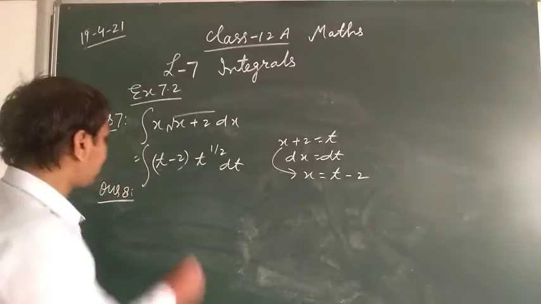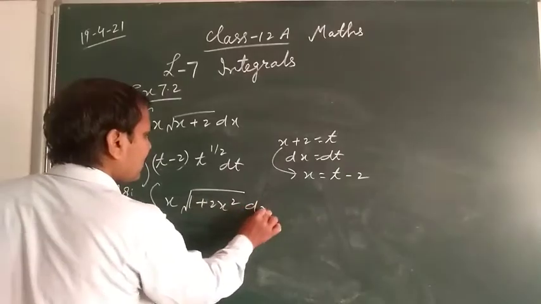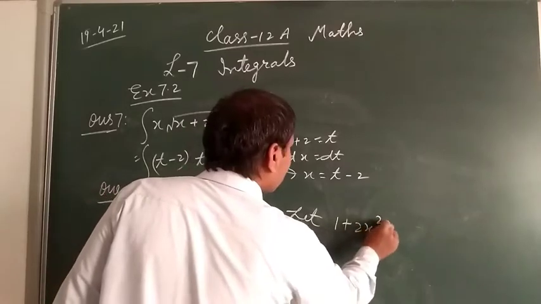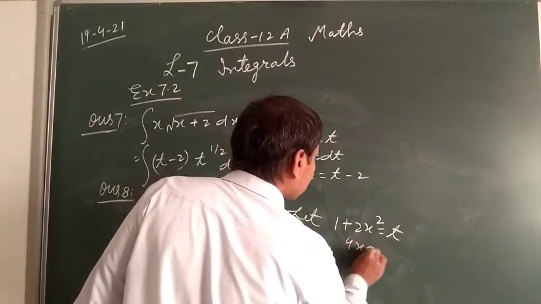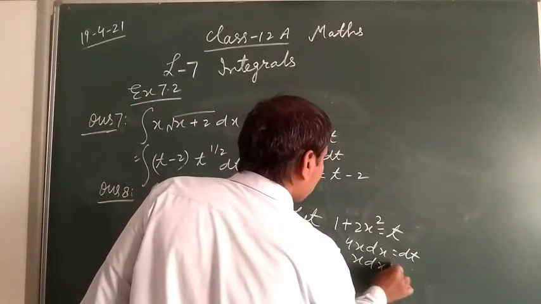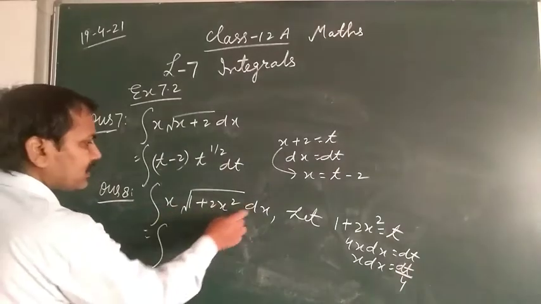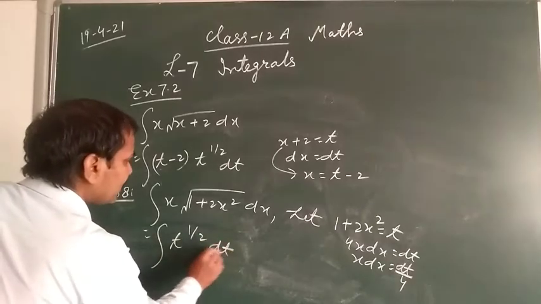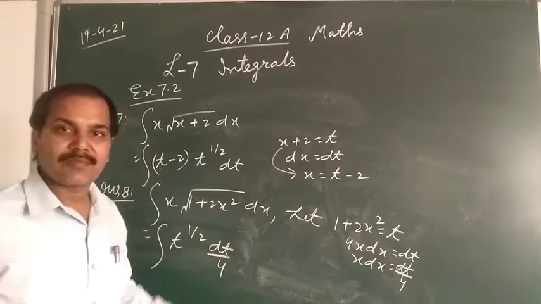x under root 1 plus 2x. So here suppose 1 plus 2x square is equal to t. Differentiating, 4x dx is equal to dt. So x dx is equal to dt by 4, and in place of this, t power 1 by 2 and dt by 4. So the constant 1 by 4 will be out, and then apply the formula for t power 1 by 2.